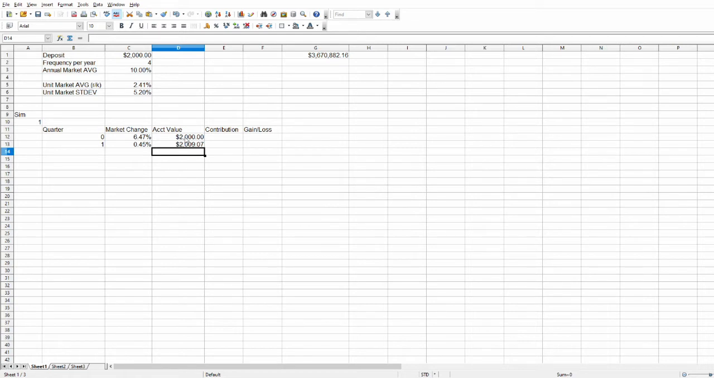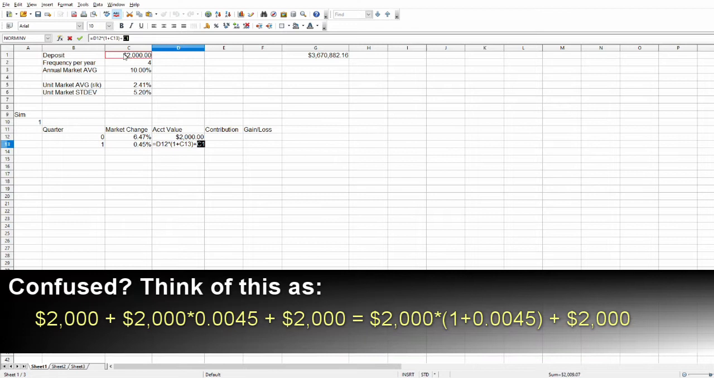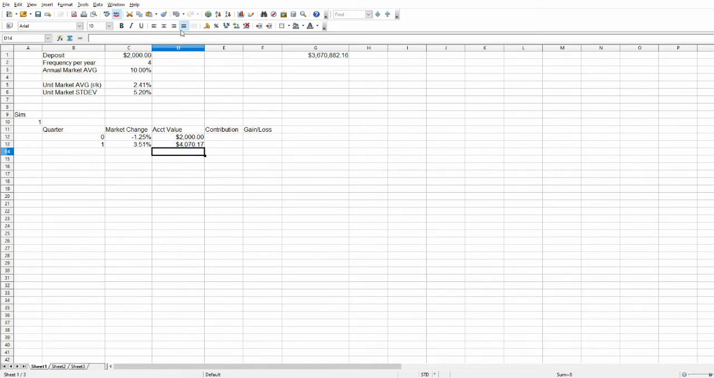I deposited $2,000. In the course of one quarter, that has grown by 0.45%. So I have my original $2,000, and then 0.45% of 2,000 is $9.07. So that's how I get this D12 multiplied by 1 plus that little tiny bit of interest that I just got. But remember, every single quarter, I'm going to deposit this $2,000. And so to that, I will add, and then click on cell C1. And since I always want it to be that cell C1, I'm going to put a dollar sign in front of the C, a dollar sign in front of the 1, and hit enter. Now these are new numbers that have been generated. So let's look at what's going on here.